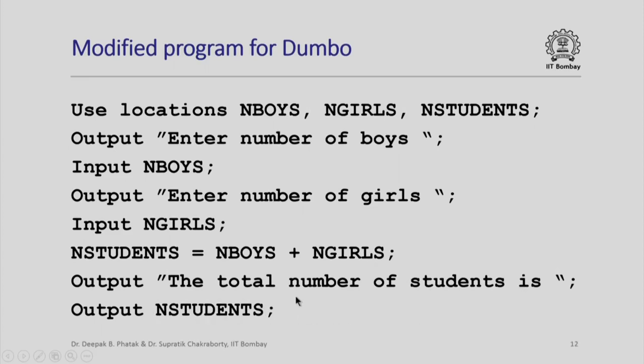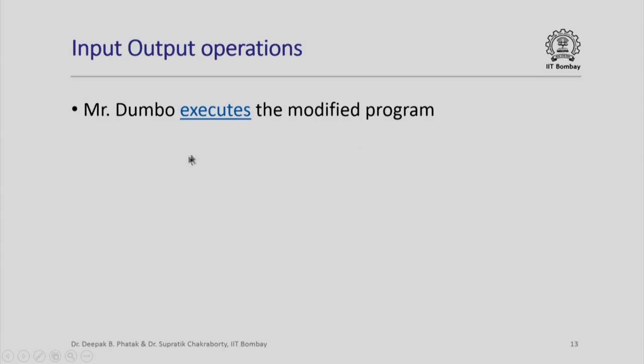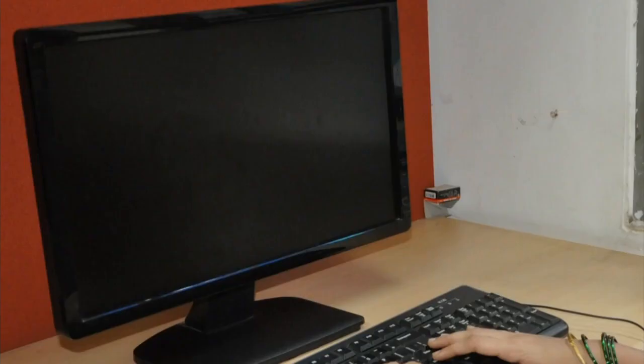You can guess that the input output interaction will be much better. Let us look at a video animation to see exactly how it happens. So imagine that you are sitting on this keyboard and this is your screen, and let us see what happens when Dumbo executes the modified program.